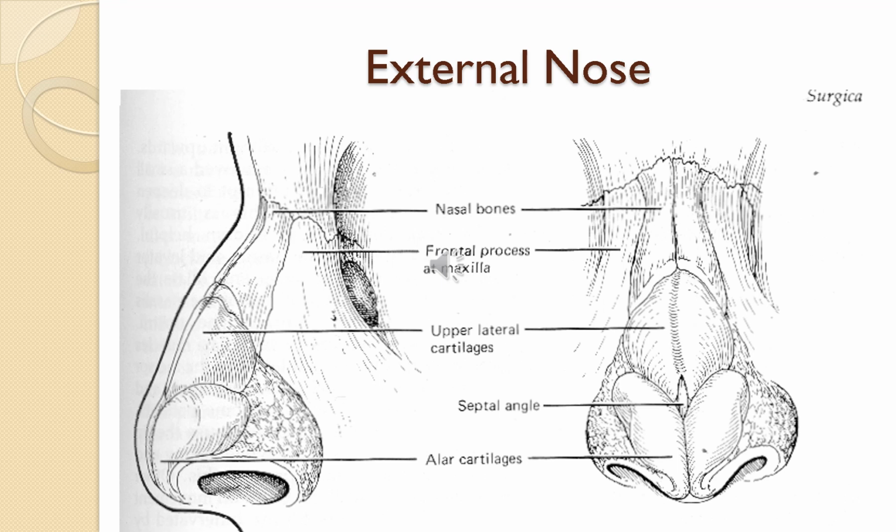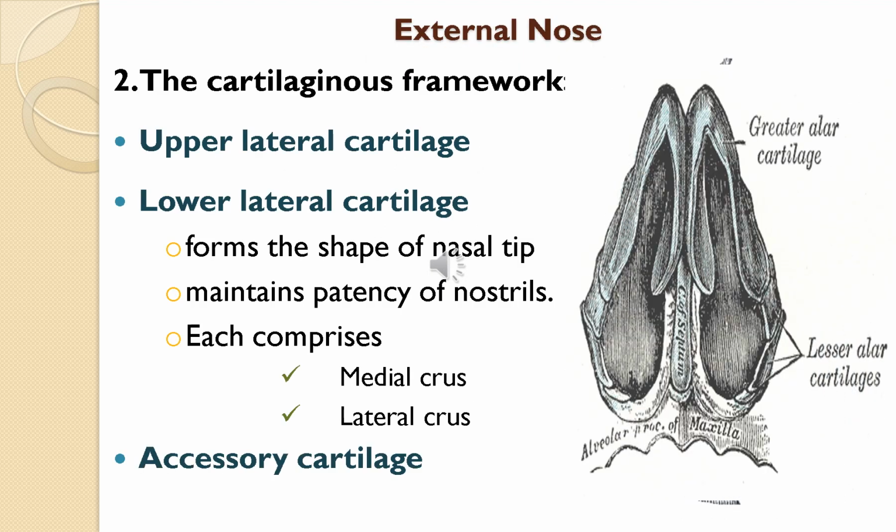The cartilaginous part is formed by two parts: the upper lateral cartilage, which forms the middle third of the nose, and the lower lateral cartilage, which forms what's called the nasal tip. The sulcus vestibuli, shown here by the blue arrow, divides the lower lateral cartilage from the upper lateral cartilage. Regarding the lower lateral cartilage, it forms what's called the nasal tip.